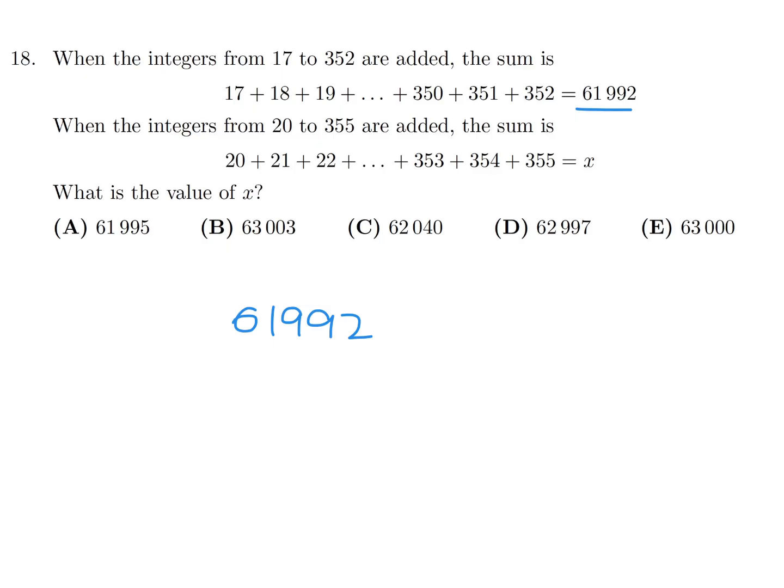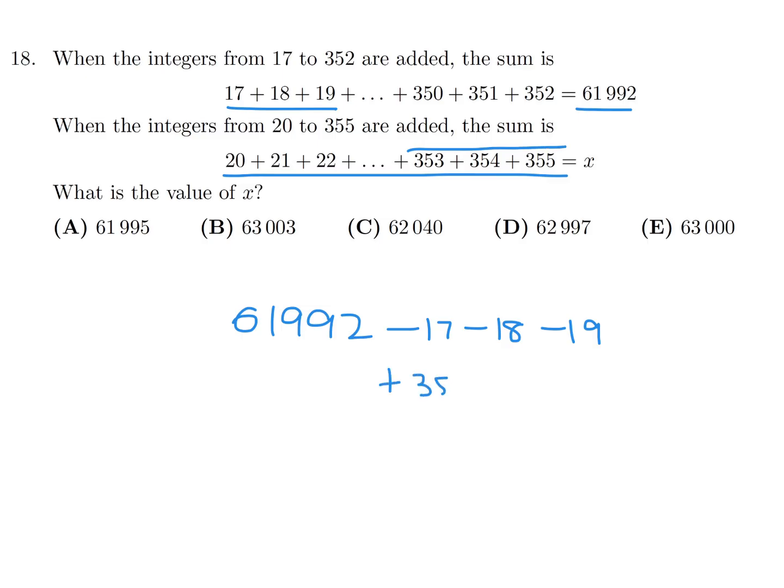And it looks to me like these are very similar. The only thing is that this one does not have these first 3 numbers, so we're going to subtract those. So that would make sense, I think. And then it does have an additional 3 numbers right here. So it does have 353 plus 354 plus 355. And then you just crunch that out, and it becomes 63000, and that is E.